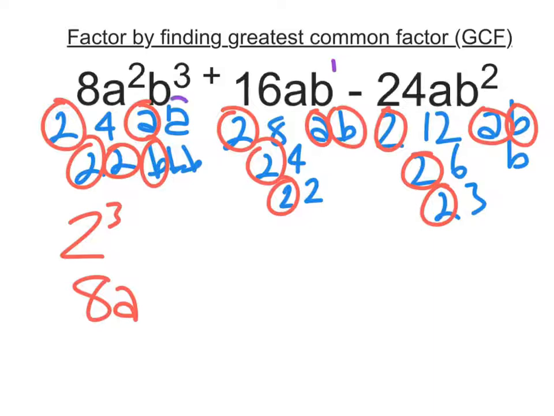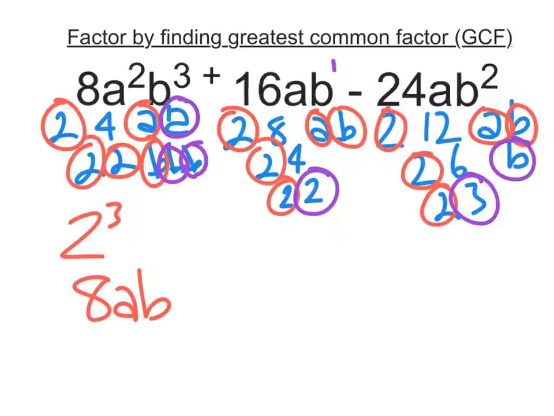We've got in the first term 1 a left over, and 2 b's. We've got 2 left over in the second term, and in the third term we've got 3 and a b. So we just factored this. What is this going to look like? So we just pulled out 8a and what? 1 b. Great.